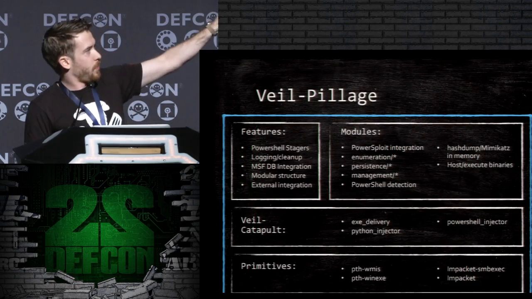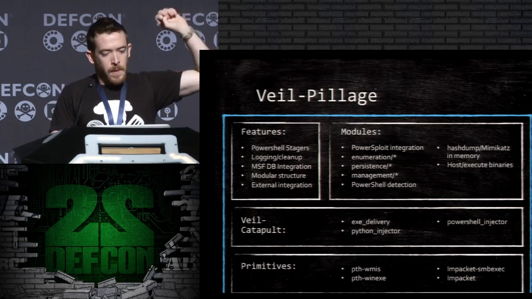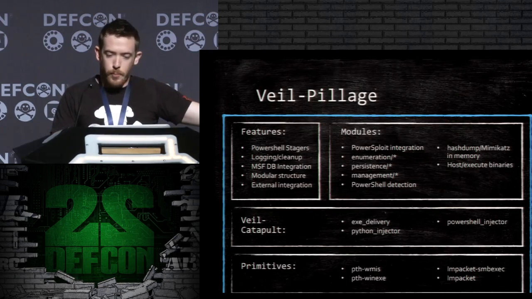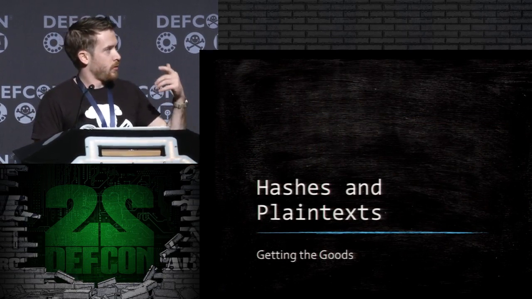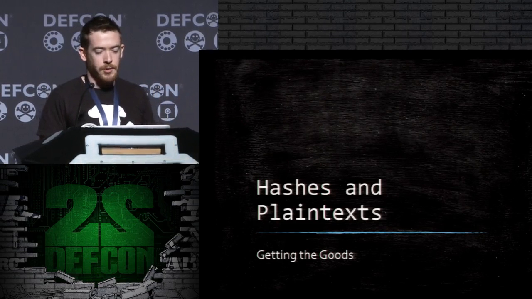So that's kind of the last part of Veil Pillage. We have our features, kind of the icing on top. We have the modules, the core part of it, all that Catapult functionality, the primitives and all that good stuff. I'm going to back up just real quick to some of the interesting core modules for hash dumping and plain text grabbing.